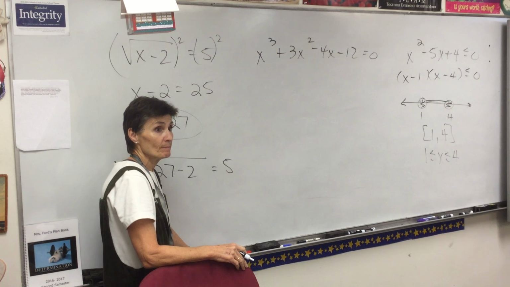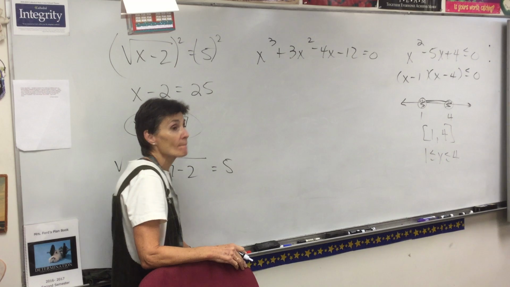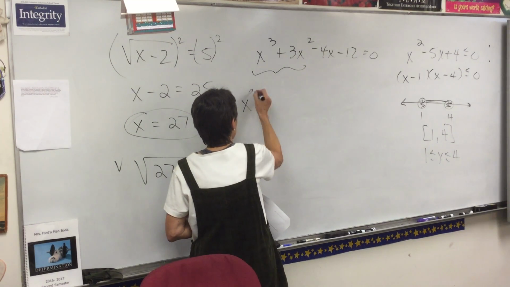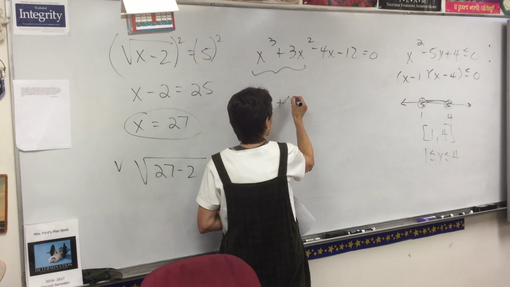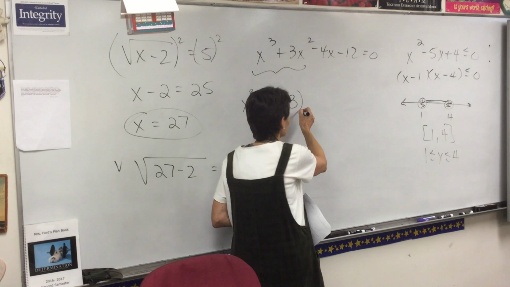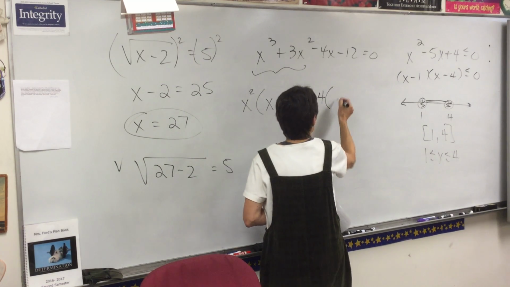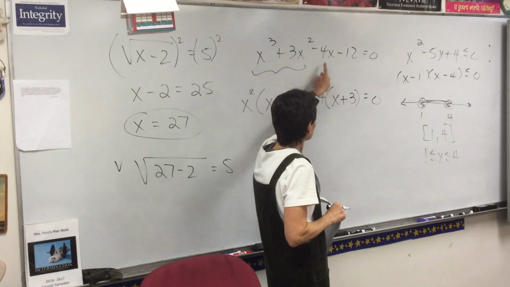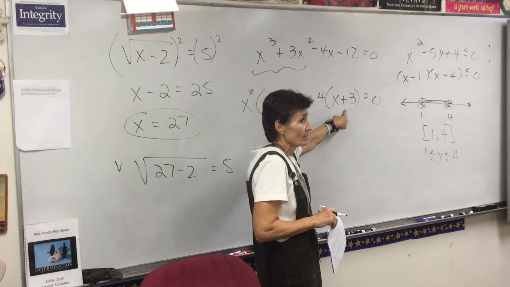Process here, Garrett. You're gonna do x squared. We're gonna take an x squared out. These guys right here, right? So x squared, and that will leave me with x plus 3. Plus 3, yeah. That is -4. Take out a -4, and that leaves me with x plus 3. Remember, if I take out the -4, that will leave me with x plus 3.